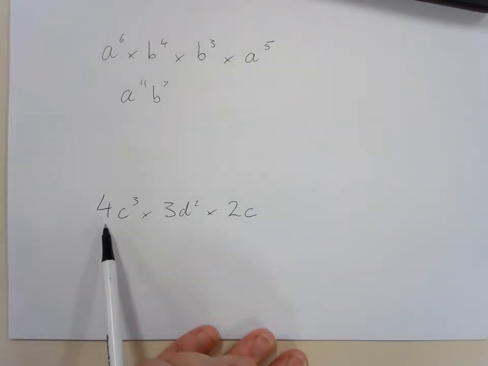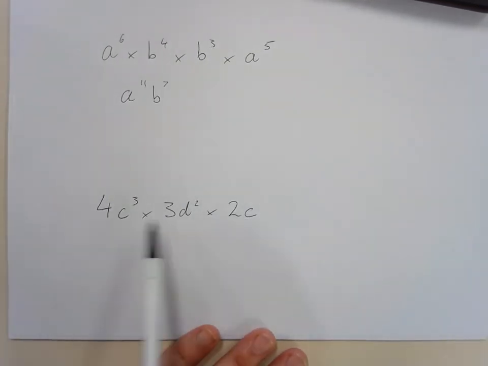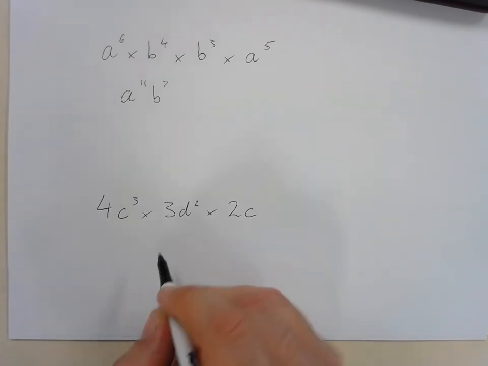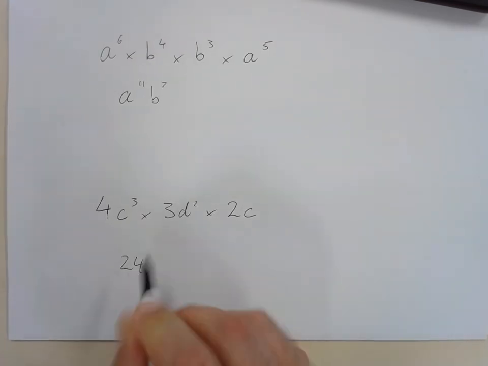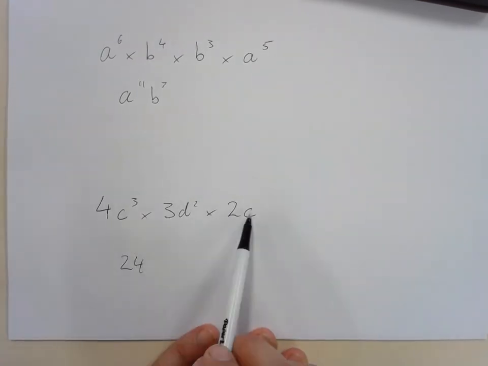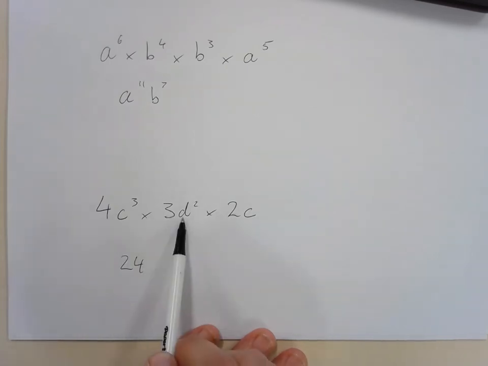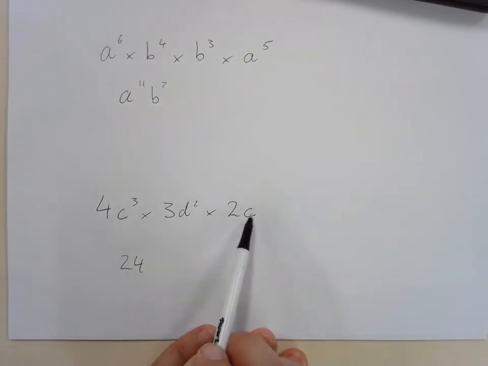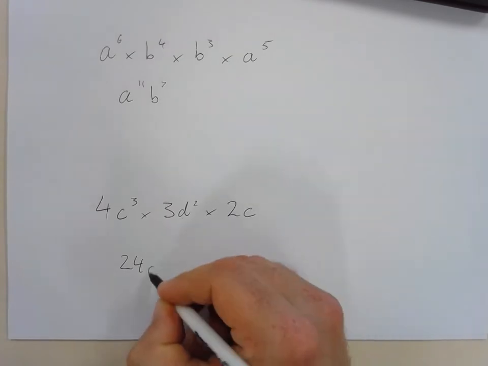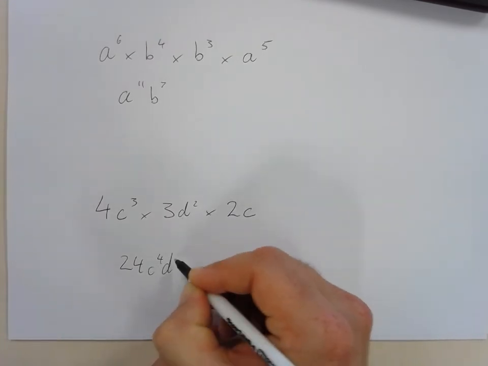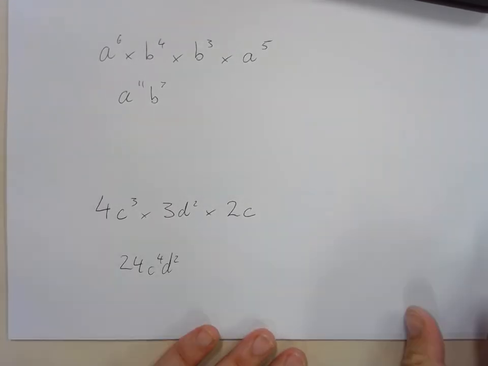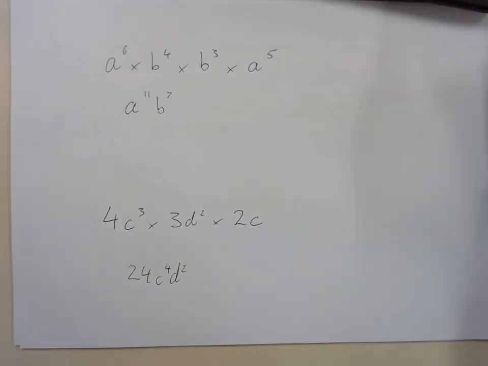So same thing here. I go 4 times 3 is 12 and times 2 is 24. And then I've got to remember I can do my C's together. I can't do anything with my D's. And remember there's a 1 there, so that becomes C to the power of 4, D squared. And always write it in alphabetical order. And that is index law number 1.